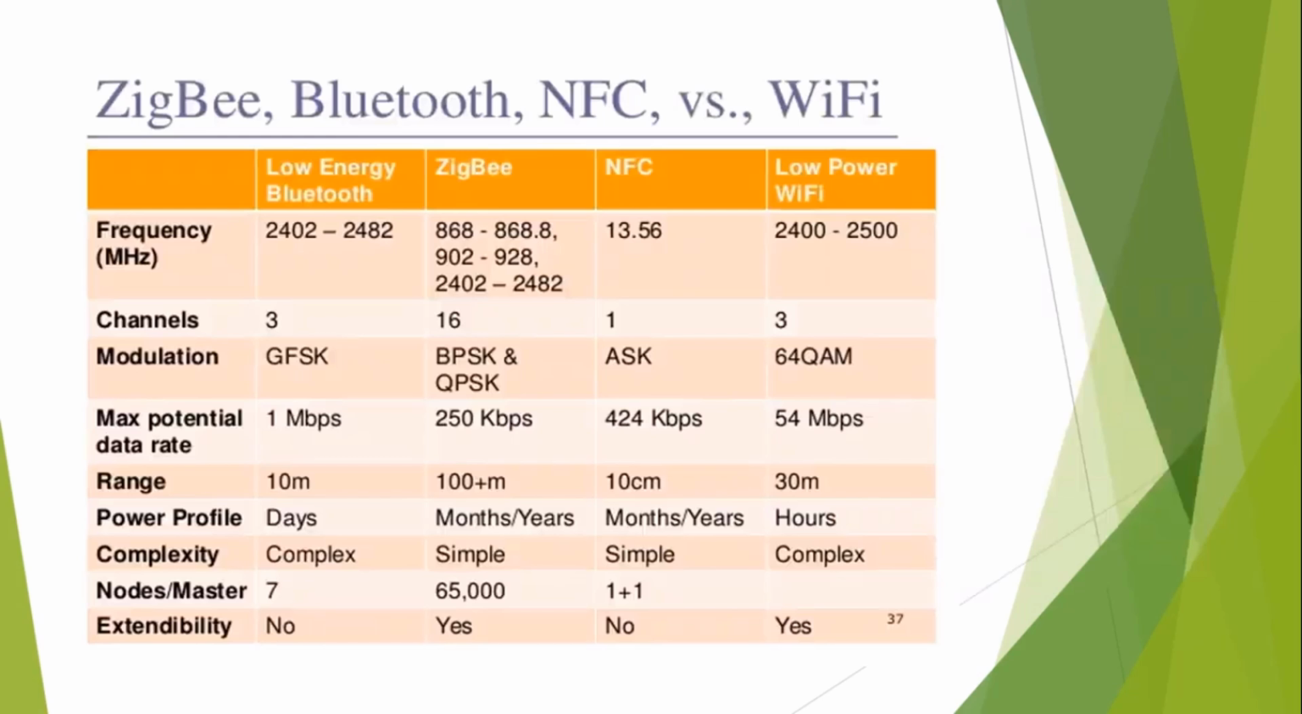Okay, this is the architecture comparison of Zigbee, Bluetooth, NFC, and Wi-Fi. Here you can see frequency in megahertz for low energy Bluetooth, Zigbee, NFC, and low power Wi-Fi. Here you can get an idea of the range of each, the power profile, and the node master. How many channels does each one have? Low energy Bluetooth has 3, Zigbee has 16, NFC has 1, and low power Wi-Fi has 3. Like that you can get an idea about these four connections.